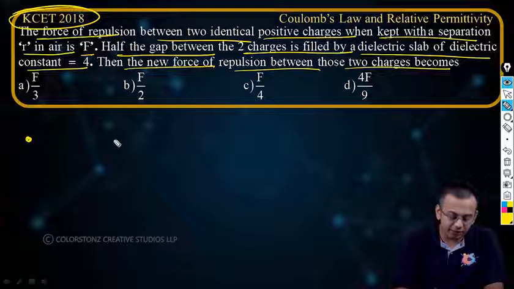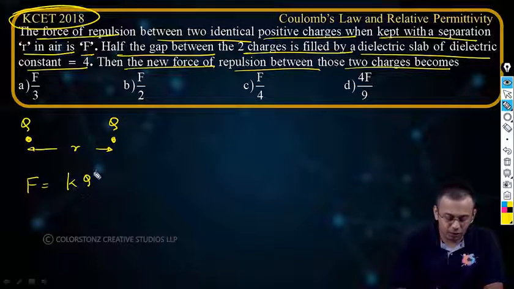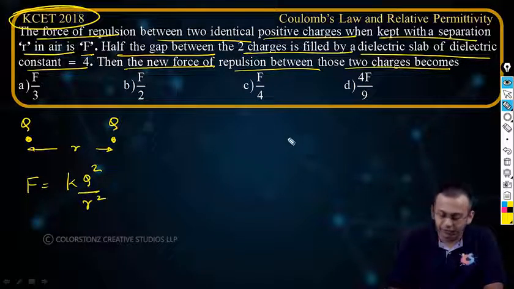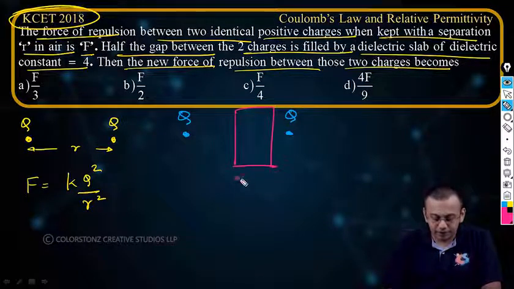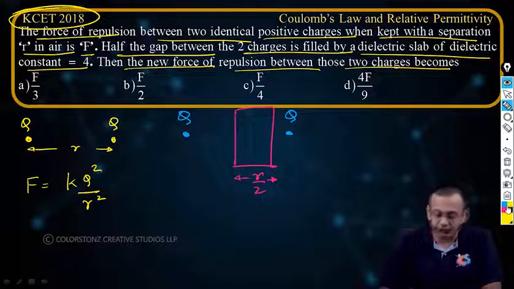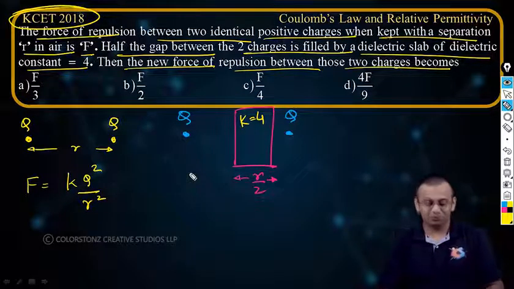So initially we have two identical positive charges, Q, kept at distance r, with force F. So F is equal to KQ square by R square. Simple. Now in the next situation, what they are doing is half the separation between them is being filled by a dielectric. So this separation is R by 2. This thickness of the dielectric is R by 2. And it is given that the dielectric constant is 4. K is equal to 4.